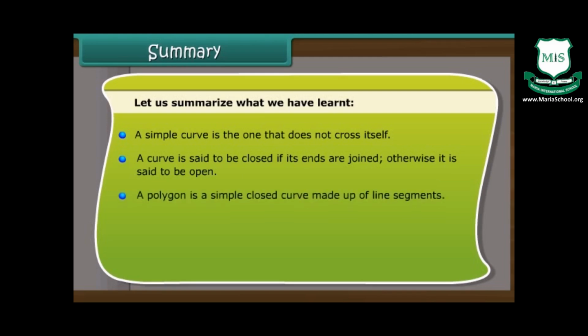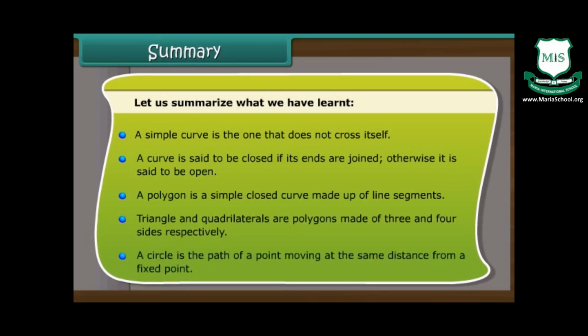A polygon is a simple closed curve made up of line segments. Triangles and quadrilaterals are polygons made of 3 and 4 sides respectively. A circle is the path of a point moving at the same distance from a fixed point.